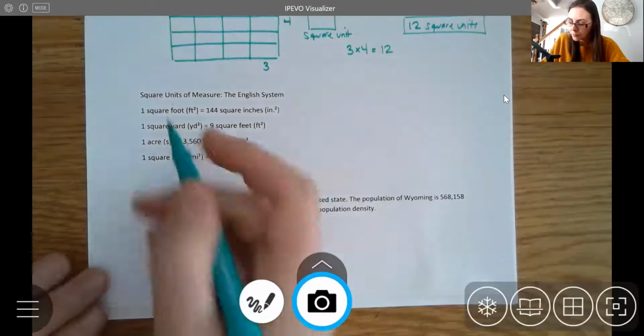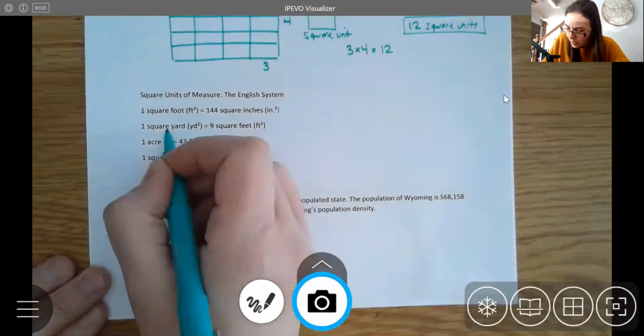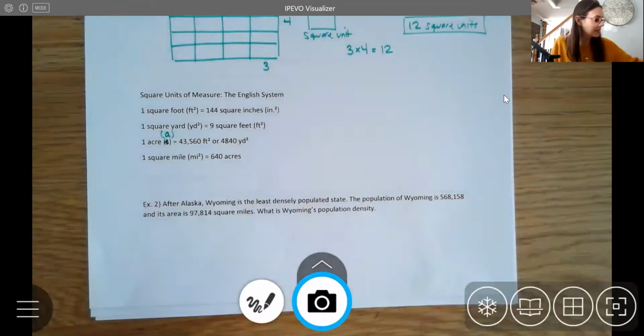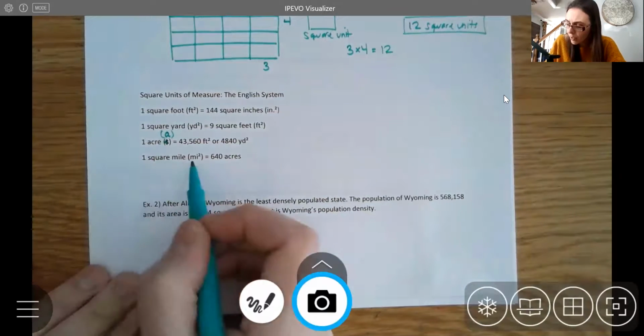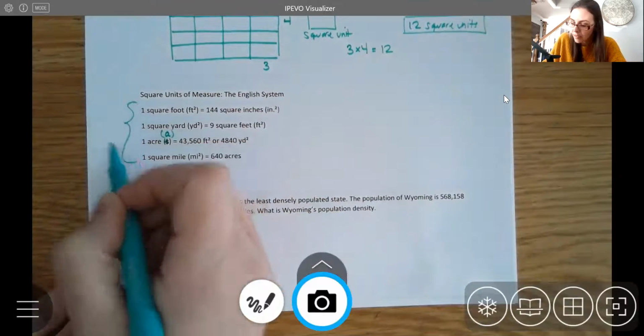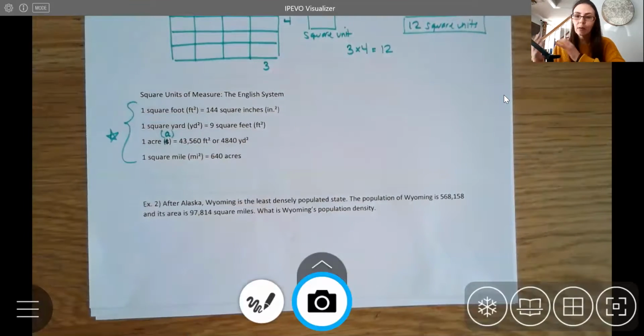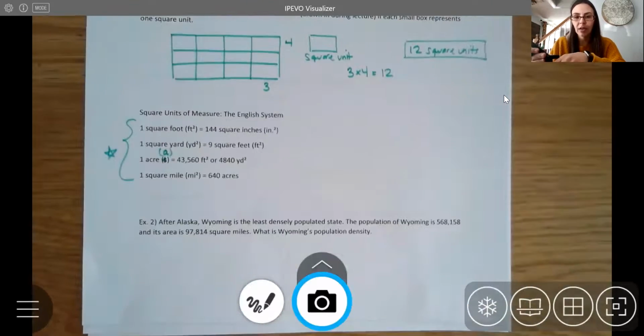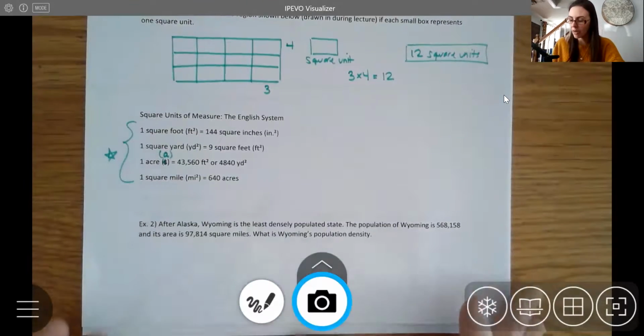1 acre, sorry, this notation should be A there. I don't know why that came in as S. So 1 acre is 43,560 square feet, or 4,840 square yards. And 1 square mile is also equal to 640 acres. So again, this is some information that you may just want to write down, have on a cheat sheet for chapter 9, just to have all these conversions ready.